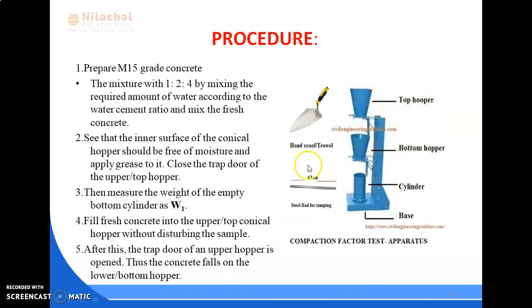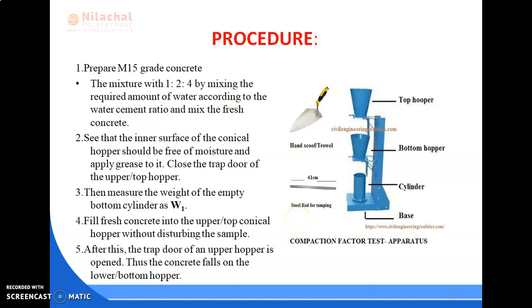Hopper, top hopper, this is the bottom hopper, this is the cylinder, this is the base which is fixed in the laboratory, this is the trowel, and this is the tamping rod. Also apparatus like we can use weighing balance, then tray for mixing purposes, like this. So let us discuss the total procedure.